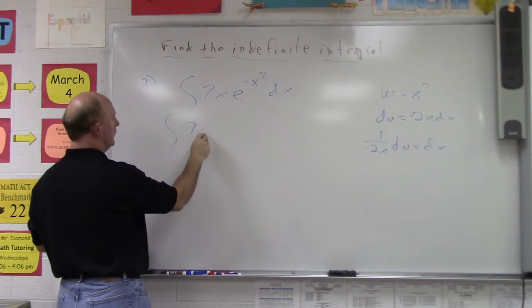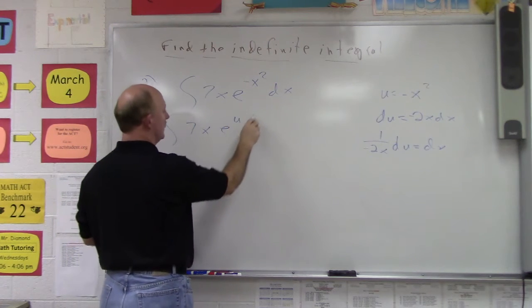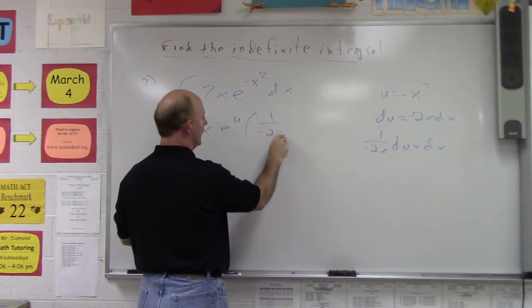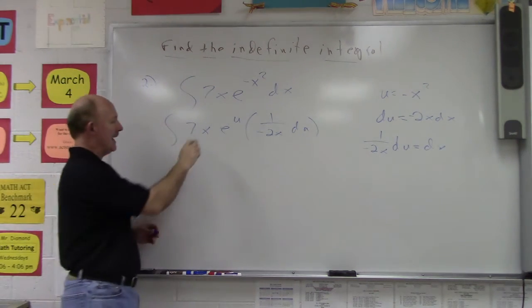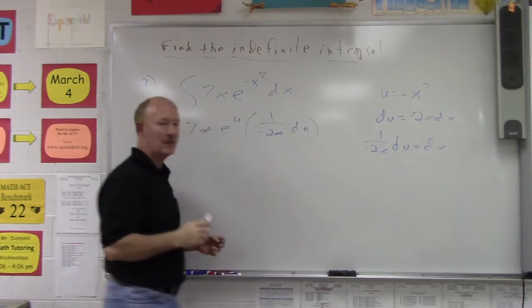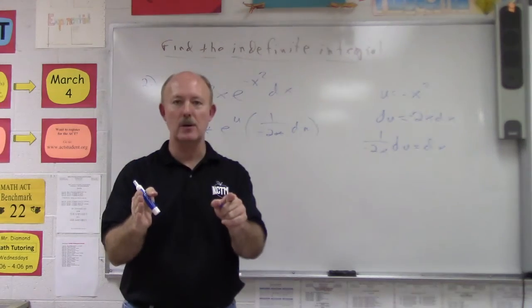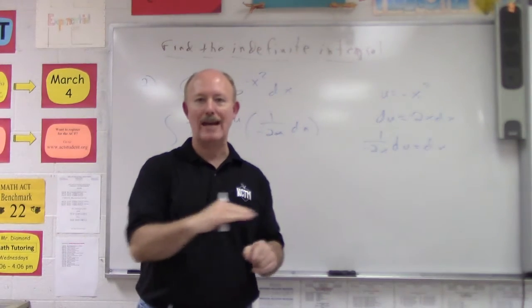Now let's go ahead and make our substitution. We have the integral 7x e to the u now times 1 over negative 2x du. Okay. Now notice the x's cancel out. So all the x's are gone. So I want my integral completely in terms of u, no x's left.